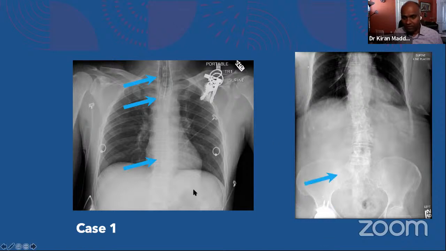And the next case here is the NG tube entering into the right main bronchus. You see the tiny radiolucency here. That is an identification mark for an NG tube.